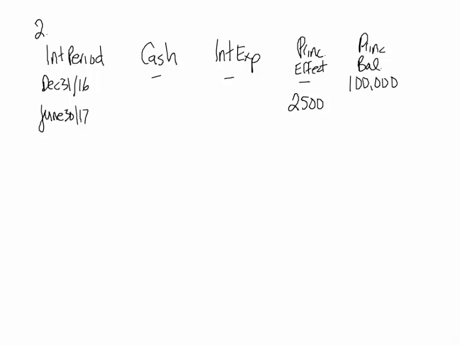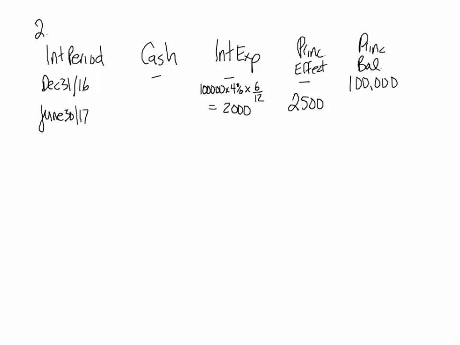And you've got to think that from December 31st, 2016 to June 30th, 2017, a full $100,000 has been outstanding, and we've had the use of that $100,000. When you think about that, that is $100,000 times 4%, and we know 4% is an annual rate. So we've got to multiply it times the 6/12, which is the number of months that it's been outstanding. So that amount is actually $2,000.